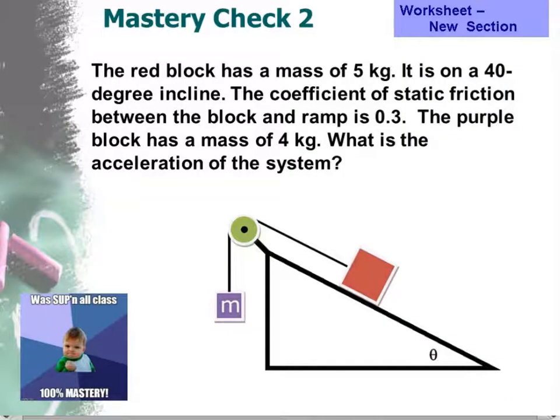Okay, I did also promise to show you how to do the mastery check number 2, especially since we didn't have enough time during class, and a lot of the homework problems depend on being able to do a type of problem like this. Alright, I am going to change a couple things here. First of all, we have this thing in motion, so it is kinetic friction, not static friction. And I also have to change the mass of this purple block here to 9 kilograms.